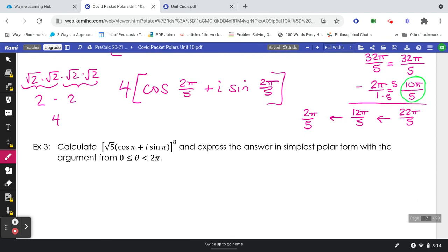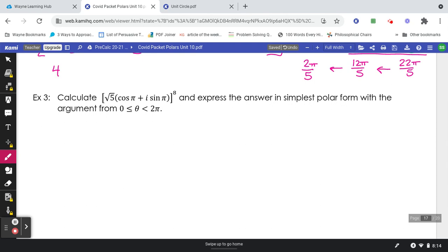Let's try example number 3. Calculate the square root of 5, cosine pi plus i sine pi, raised to the 8th. So there's our 8, that's our n. Here's our r, and of course our theta. So we'll do the square root of 5 to the 8th power, cosine of 8 times pi plus i sine 8 times pi.